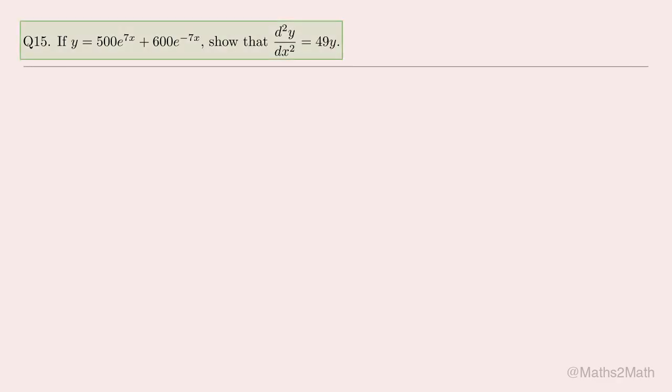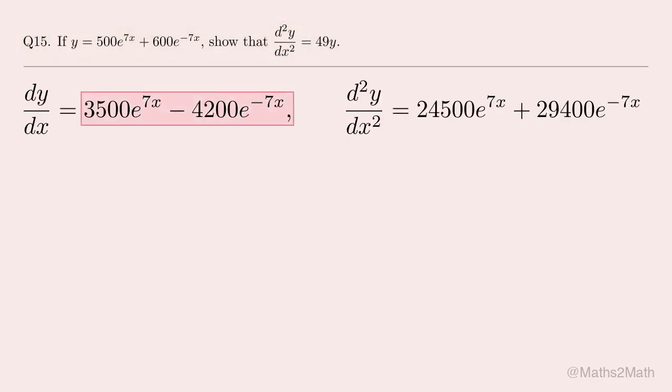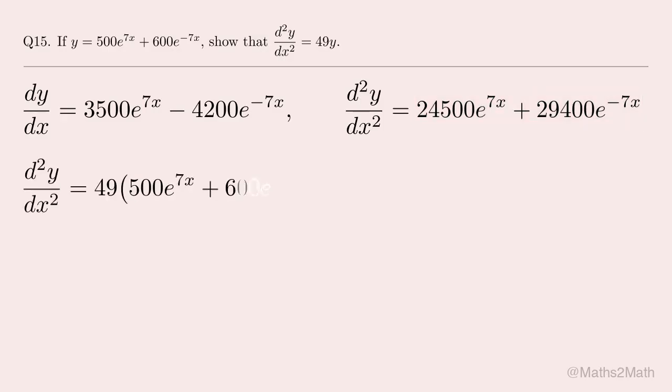Question 15. Two exponentials with rates plus and minus 7. Squaring the rates gives 49 on both terms. Differentiate twice. Each term picks up 7 squared, with the signs squaring away. Factor 49 from both coefficients. 49 times 500 and 49 times 600. That is 49y.